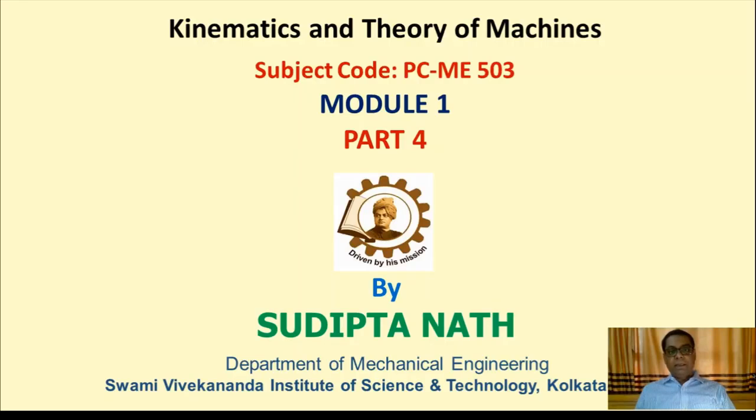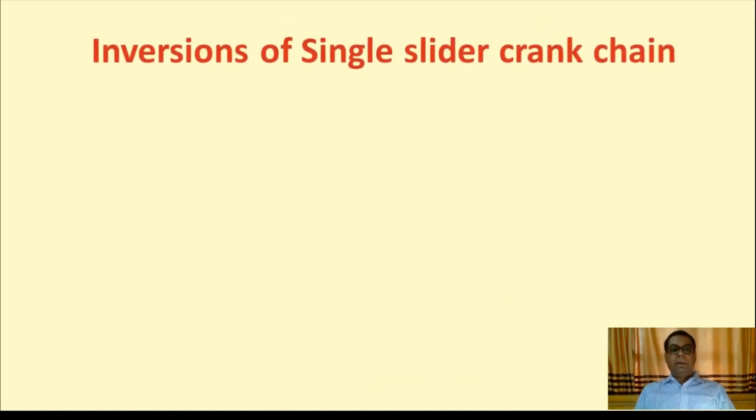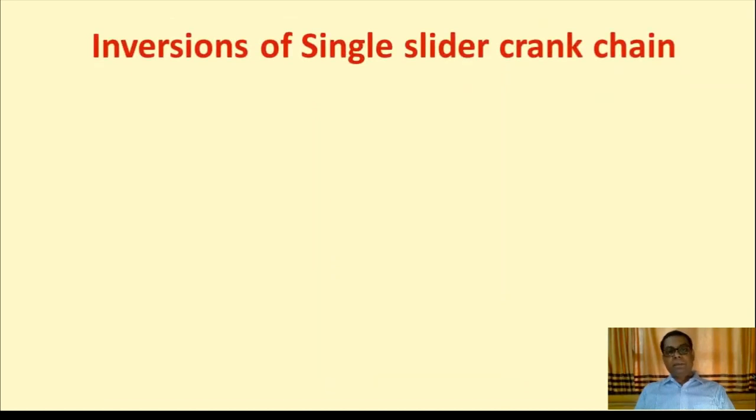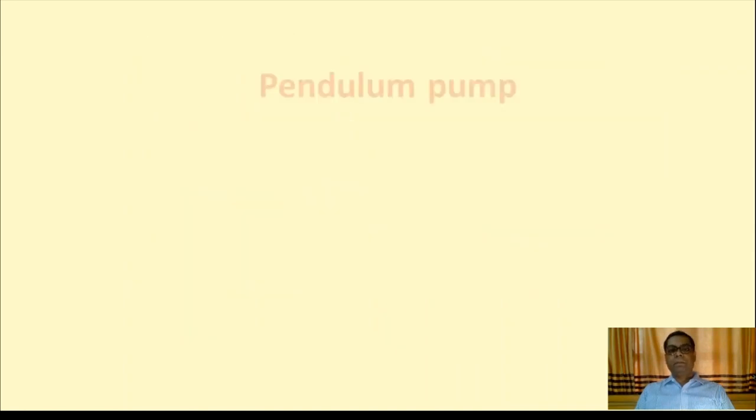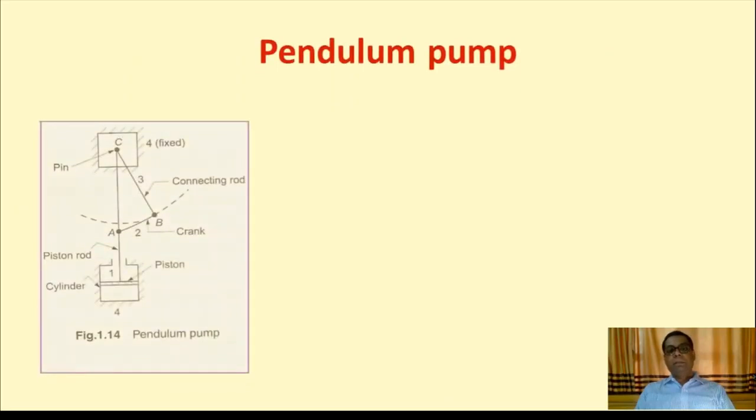Over here in the first module, today we are going to discuss the fourth part. Here, inversion of a single slider crank chain, we are going to discuss elaborately. There are the pendulum pump, oscillating cylinder engine, rotary engine or gnome engine, quick return motion mechanism, and finally the toggle mechanism, that one by one we are going to observe. So first comes the pendulum pump.